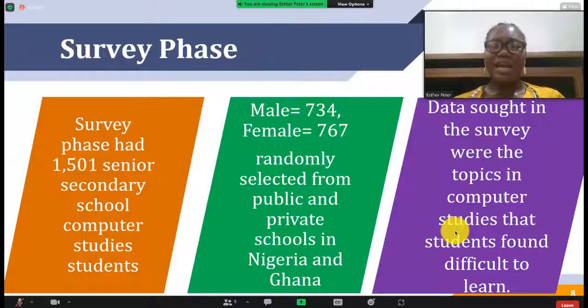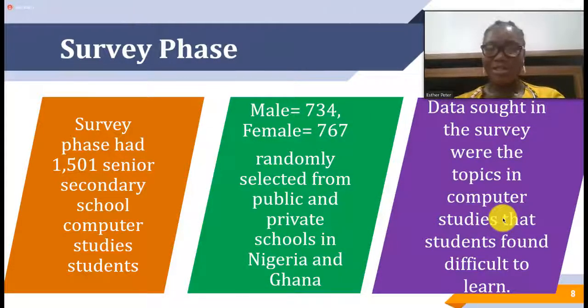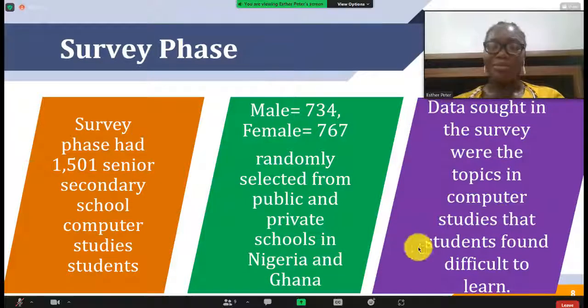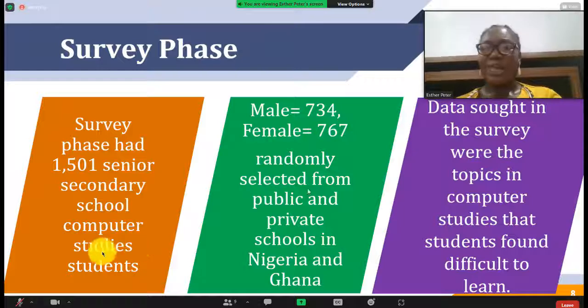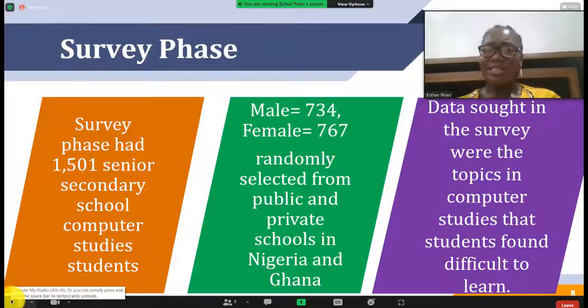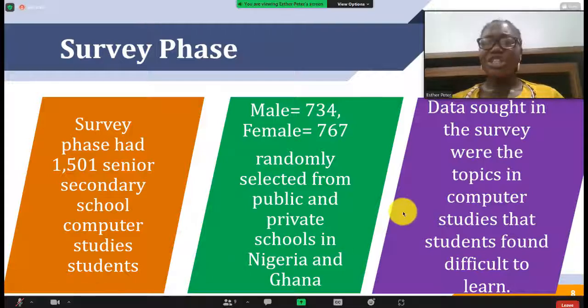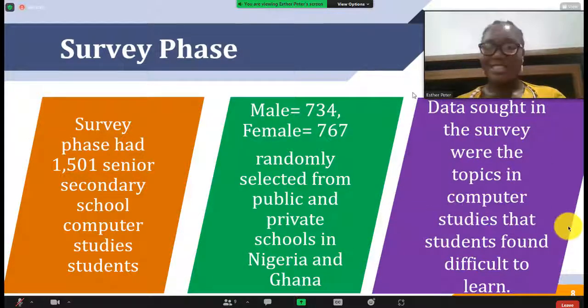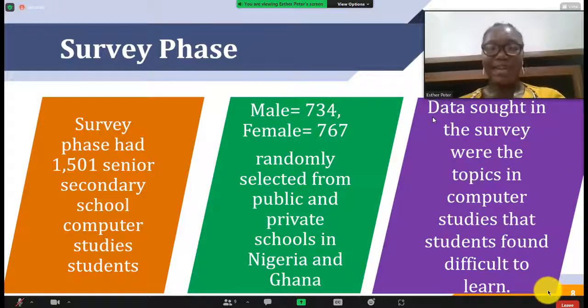The survey phase had 1,501 senior secondary school computer studies students. They were randomly selected from the public and private schools in Nigeria. And the data sorted, there were the survey, were the topics in computer studies that students find difficult to learn.